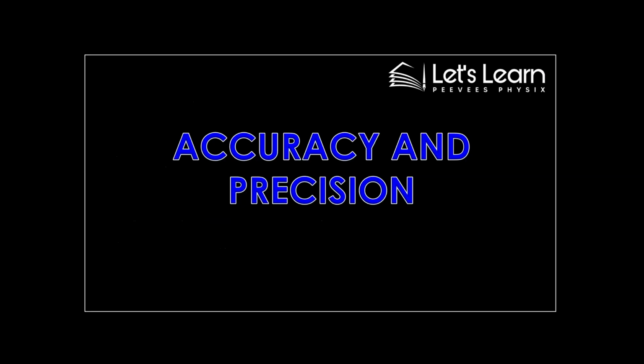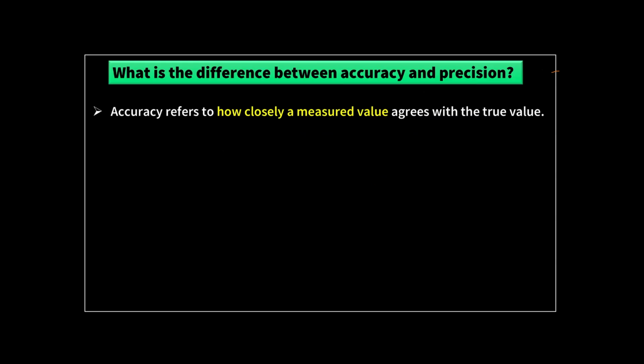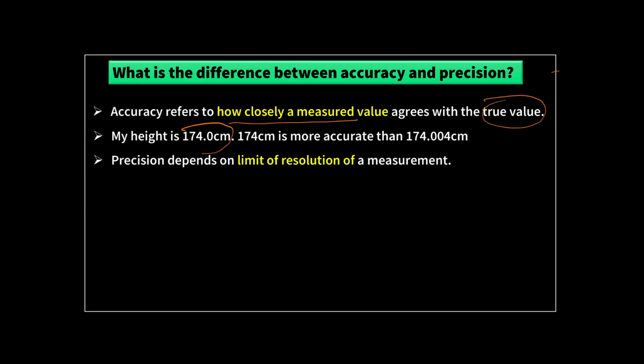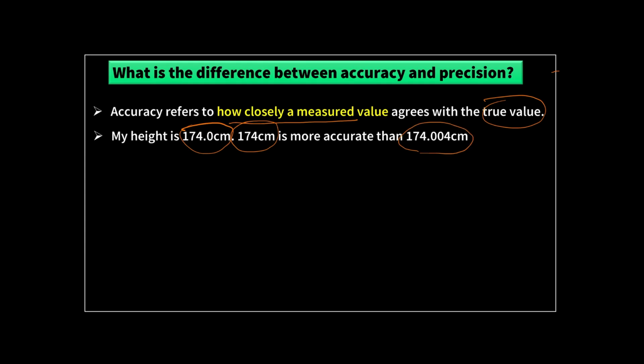divisions. Let's see the difference between accuracy and precision. Accuracy tells you how closely your measured values are close to the true value. Let's see an example. My height is 174 centimeter and I made two measurements. One is 174 and the other is 174.004.